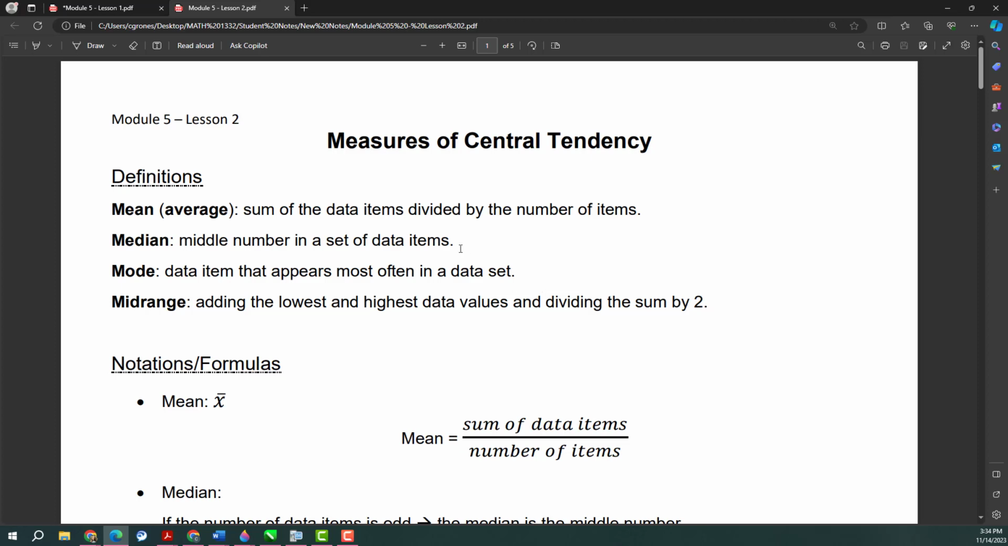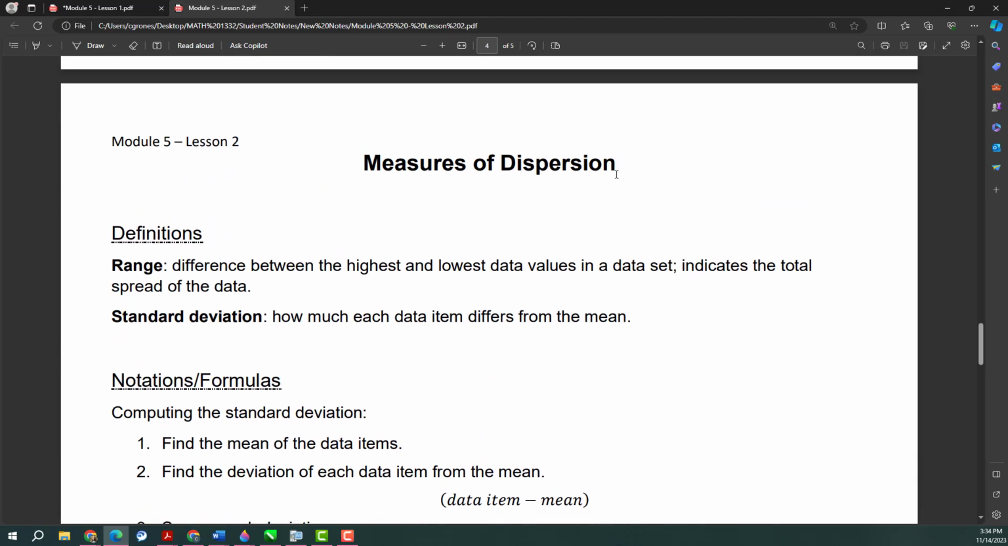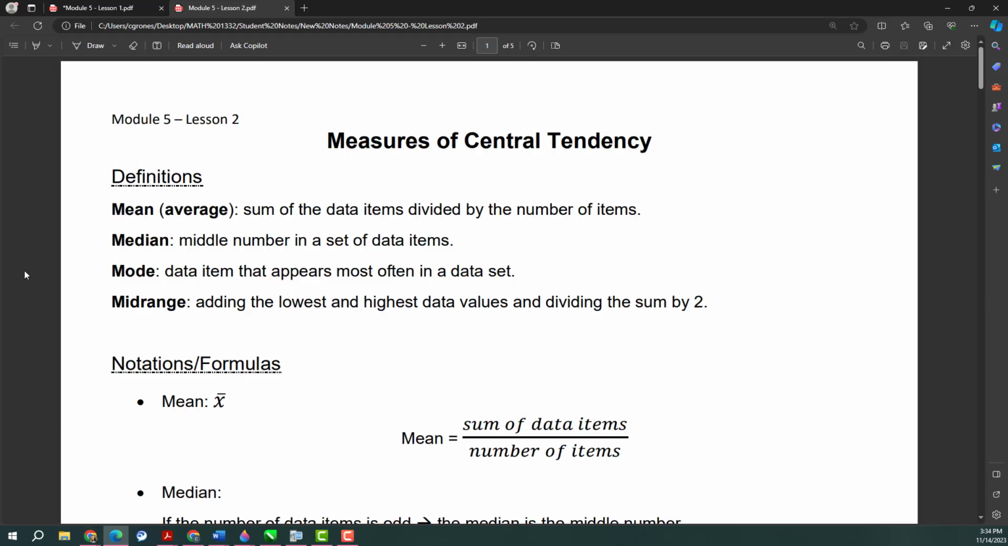So lesson 2 is over measures of central tendency and also measures of dispersion. The first part, y'all should have at some point seen mean, median, mode, mid-range, maybe not the last two, but for sure the mean and median. So the mean is the average. You take the sum of the data items divided by the number of items. And then here's the formula for that down here.